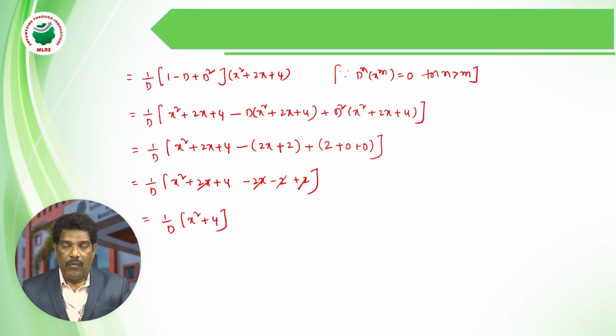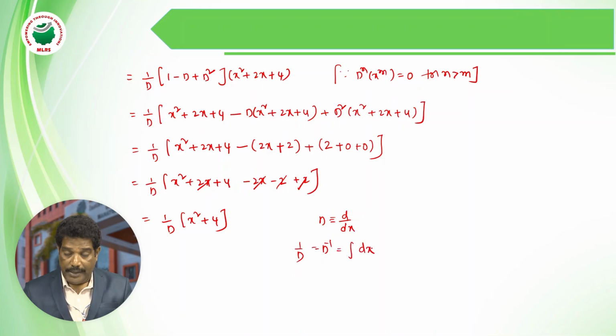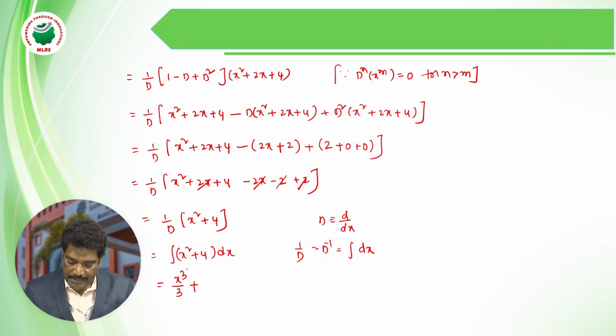Finally, here the remaining is 1 by D. We already know D means the derivative, d by dx. D inverse, that you can also write as 1 by D, means integration. So 1 by D means integration of x square plus 4 into dx. What is the integration of x square plus 4? The integration of x square is x cube by 3 plus the integration of 4, 4x. That's it. This is our required PI.